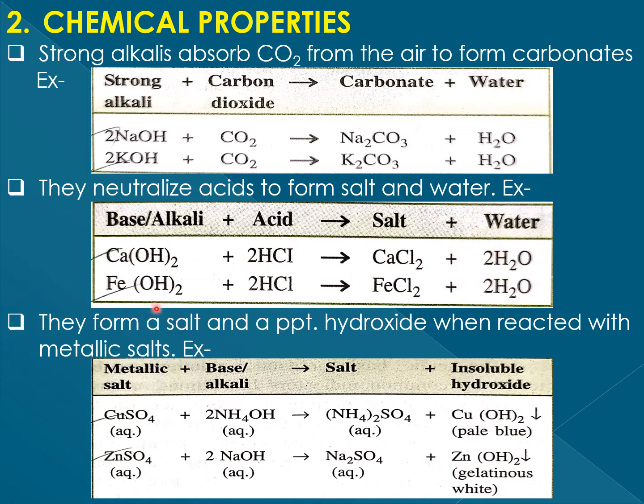They form a salt and a precipitate of hydroxide when they react with metallic salts. Like ammonium hydroxide and sodium hydroxide react with copper sulfate and zinc sulfate to form the respective sulfates, and insoluble hydroxides like copper hydroxide and zinc hydroxide are formed. Copper hydroxide is a pale blue precipitate, and zinc hydroxide is a gelatinous white precipitate.